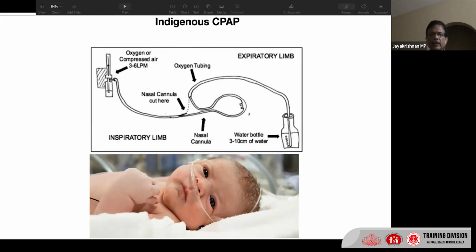Indigenous CPAP is there. Underwater seal, you just put that expiratory limb inside the water, and the depth of the tube inside the water will be equal to, you actually measure the centimeters of tube that is inside the water, and that much is the PEEP that is provided. You know why we give PEEP for a child having a parenchymal lung problem? Because the PEEP keeps the positive end-expiratory pressure, which will keep the alveoli open.